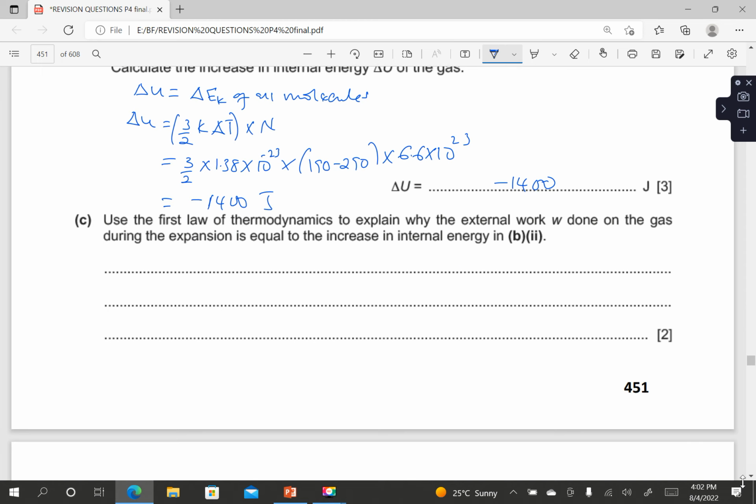Okay. Use the first law of thermodynamics to explain why the external work W on the gas during the expansion is equal to the increase in internal energy. There I have to state it here. The change in internal energy delta U is equal to Q plus W. And no heat enters or leaves, implying that Q is equal to 0.